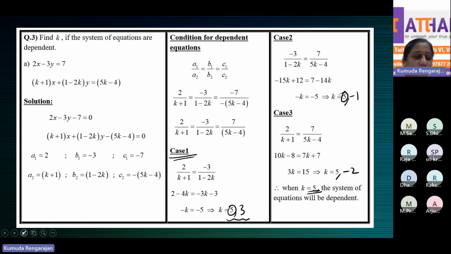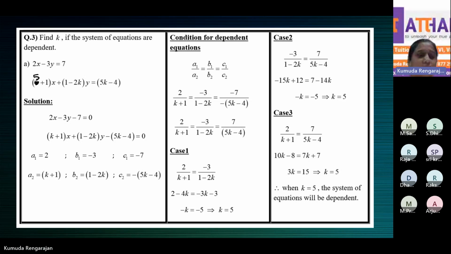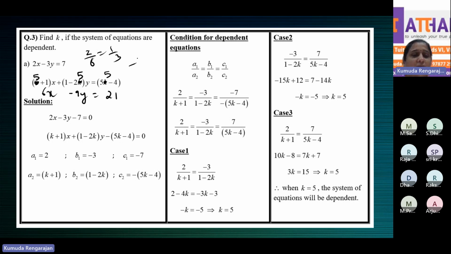You can try that, substitute 5 here, here and here. So what does this become? 5 plus 1, 6x. This one is 1 minus 10, minus 9y, and equal to 25 minus 4, which is 21. So what do you get? 2 by 6 is 1 by 3. Minus 3 by minus 9 is 1 by 3. And 7 by 21, or minus 7 by minus 21, is 1 by 3.